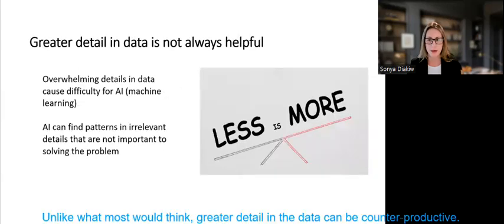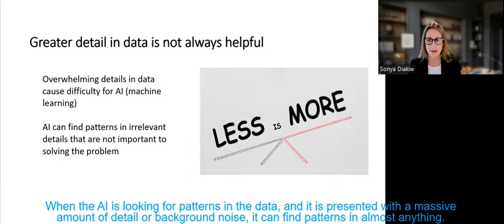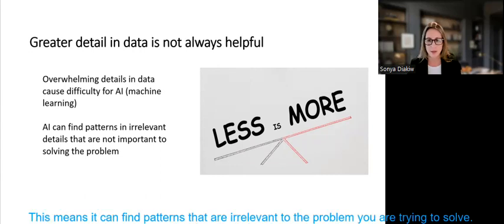Unlike what most would think, greater detail in the data can be counterproductive. When the AI is looking for patterns in the data, and it is presented with a massive amount of detail or background noise, it can find patterns in almost anything. This means it can find patterns that are irrelevant to the problem you are trying to solve.